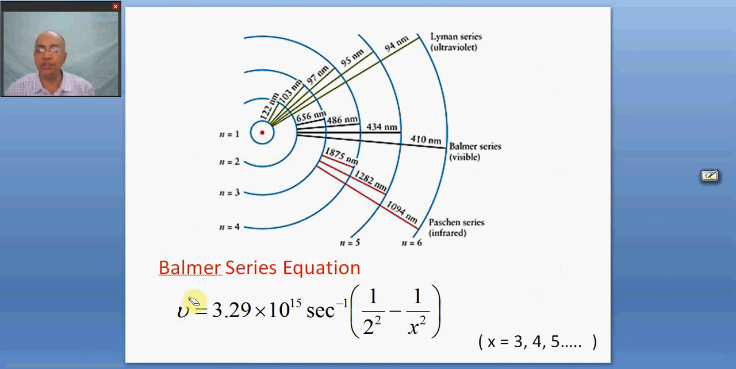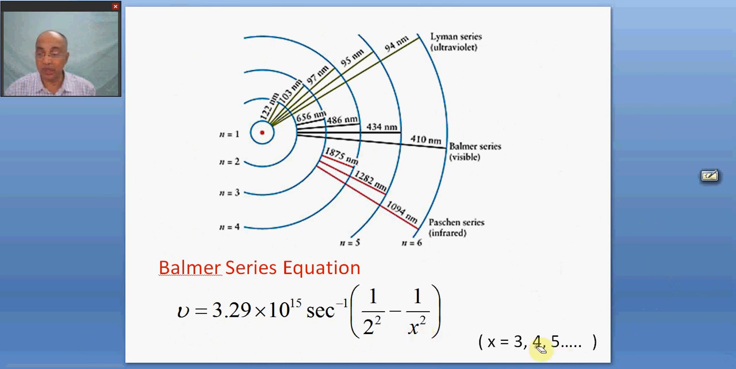He gave this equation to get the different lines of the Balmer series, his own series, that is nu is equal to, the frequency of each line is equal to 3.29 into 10 to the power 15 second inverse into 1 by 2 square minus 1 by x square. This 2 is fixed. That is the terminating cell. All of the electrons in different atoms will come to the same second cell. The terminating cell is fixed too. And the higher cells are variable. X can be 3, 4, 5. If it is 3, then it is the first line.